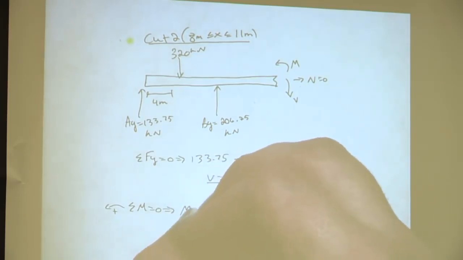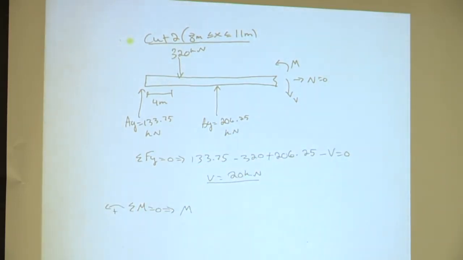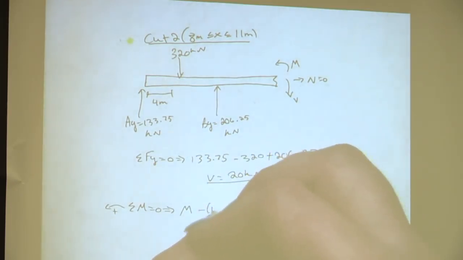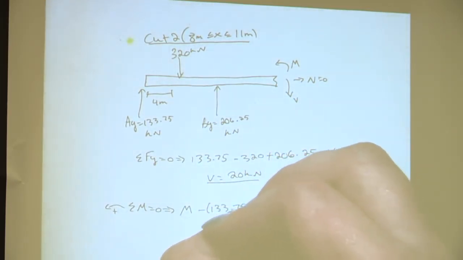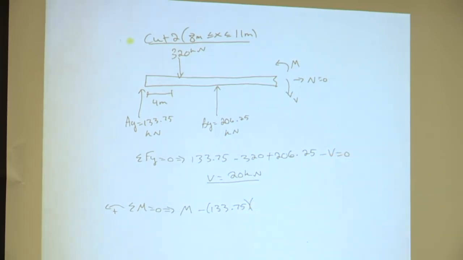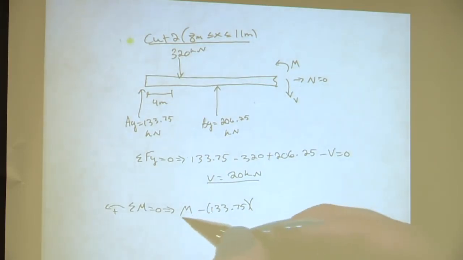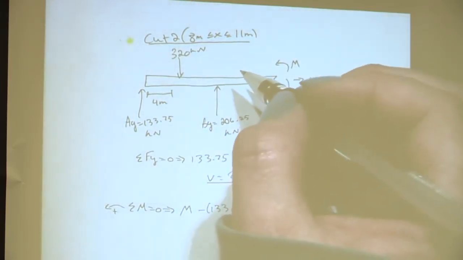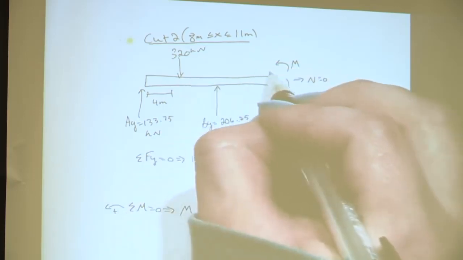Awesome, so we start with positive M. What about this 133.75? Negative. And then what is its perpendicular distance away? Is it x? 8 plus x. Okay, so this distance right here, from here to here, what is that?